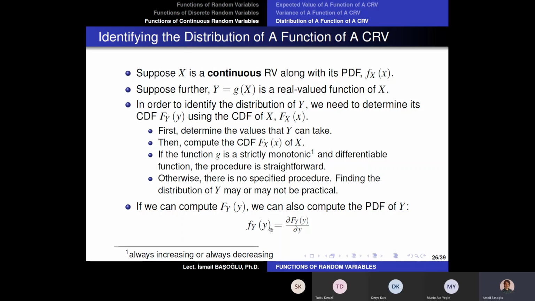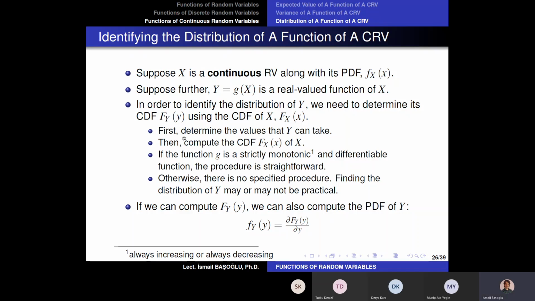I would like to determine the probability density function of the response variable y. So how do I do that? First of all, I need to determine the cumulative distribution function of the input variable. So I have the PDF of the input variable, and I need to determine the cumulative distribution function of the input variable. This is necessary.